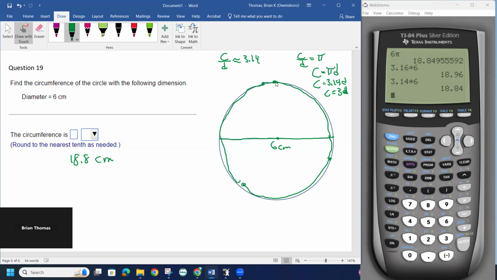So if I start here and go all the way around back to that same point, that is actually circumference. And circumference is a linear measurement. So we do not put a power 2 there. It's simply 18.8 centimeters, not square centimeters. So nice catch if you were going to catch me on that one, because simply, circumference is measured in centimeters. Area would be square centimeters.